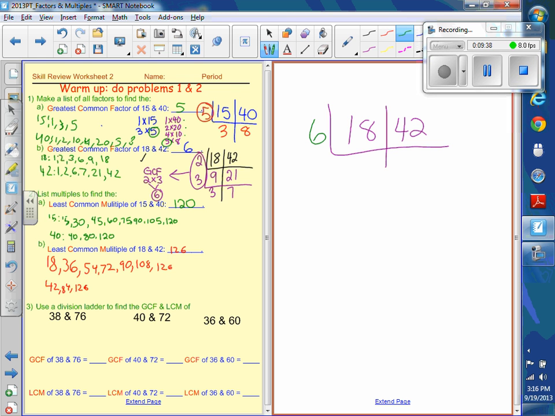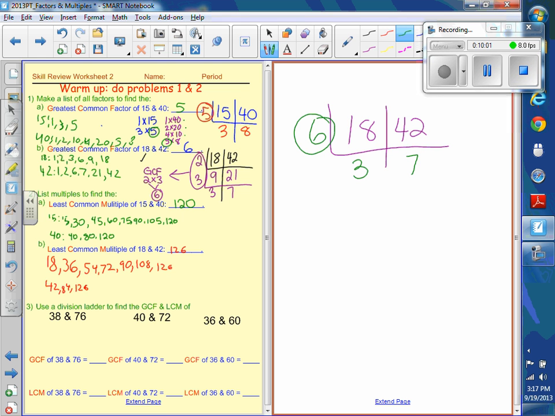So we could do what Isabella did. 18 divided by 6 is 3, and 42 divided by 6 is 7. Since 3 and 7 have nothing but 1 in common, you're done in one step. That's nice when that happens. But if it doesn't happen, it's okay too, right? Raise your hand if that makes sense.